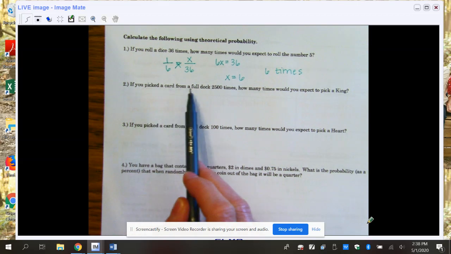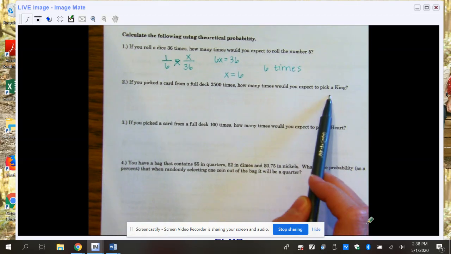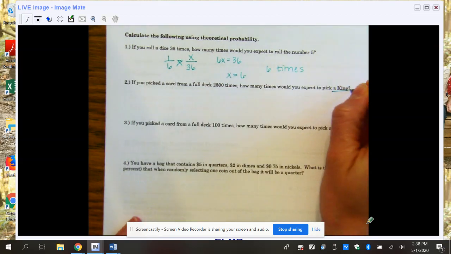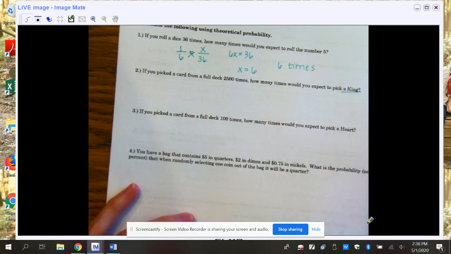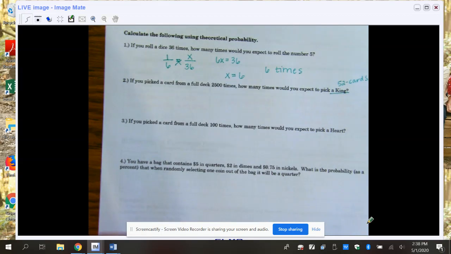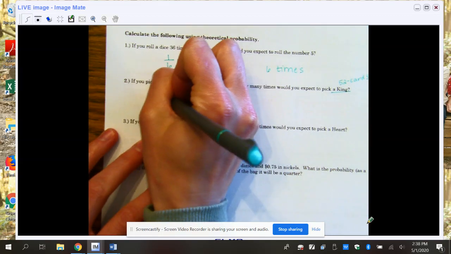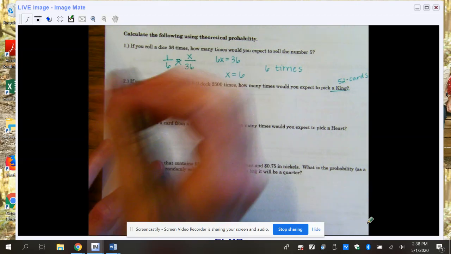So this next problem says, if you picked a card from a full deck 2,500 times, how many times would you expect to pick a king? Okay, so there are 52 cards in a deck. Okay, 4 of those are kings. So 4 out of 52 would be my theoretical probability. So in theory, 4 out of 52.